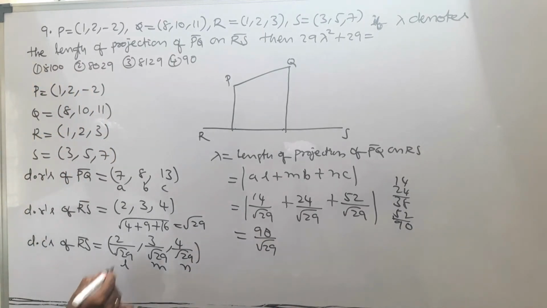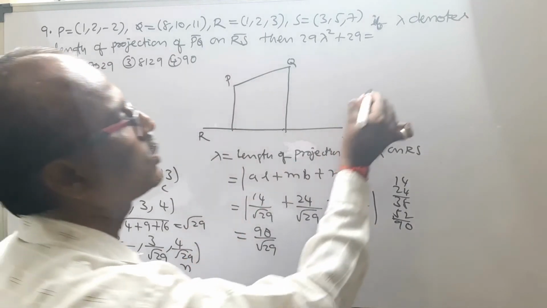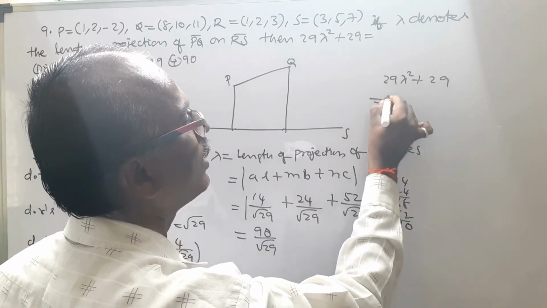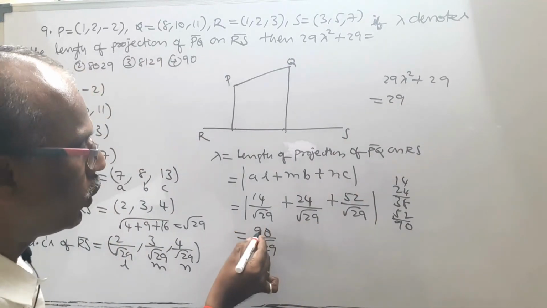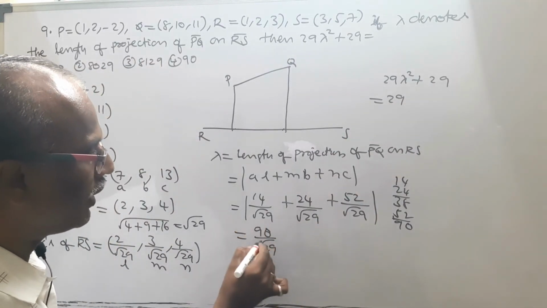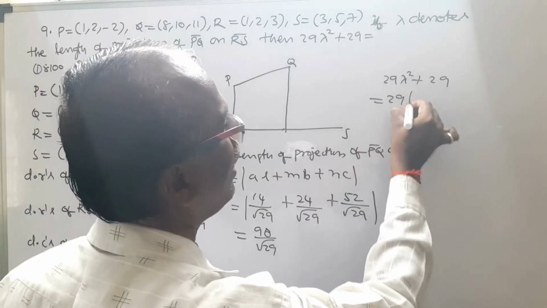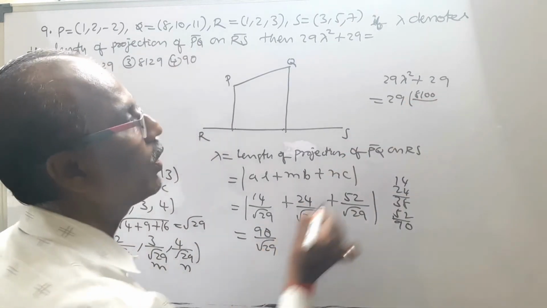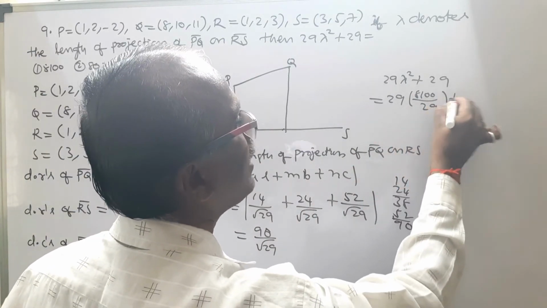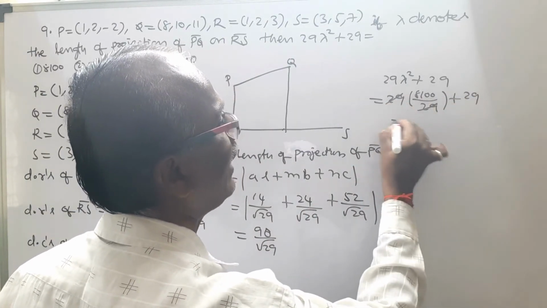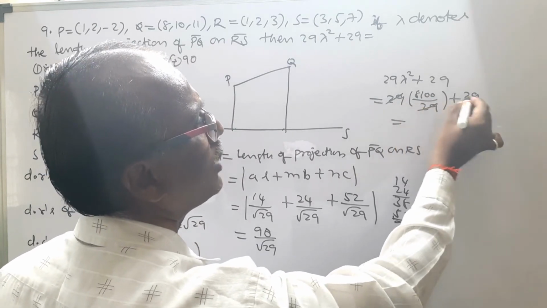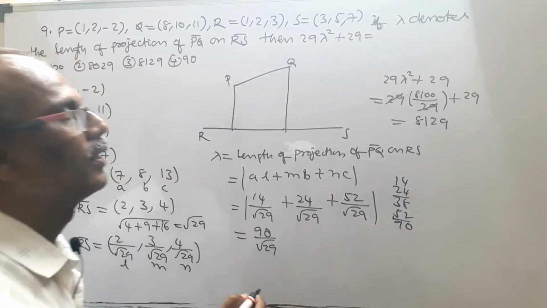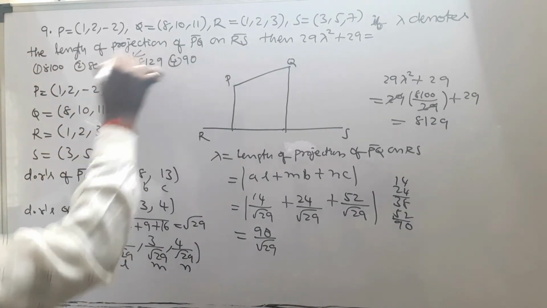To find the value of 29 lambda square plus 29, with lambda value 90 by root 29, squared: 90 square is 8100 by root 29 square, that is 29, plus 29. The 29 and 29 get cancelled. 8100 plus 29 is 8129. 8129 is the answer. The third option is correct.